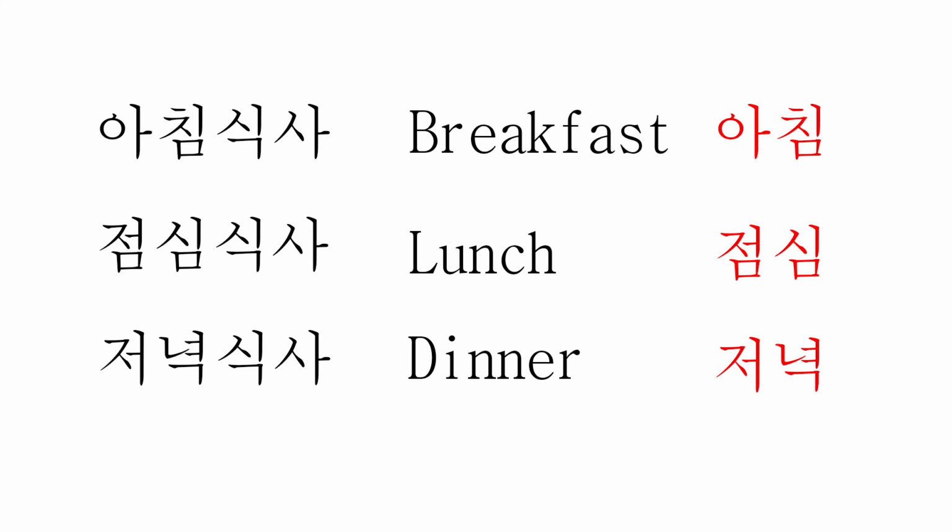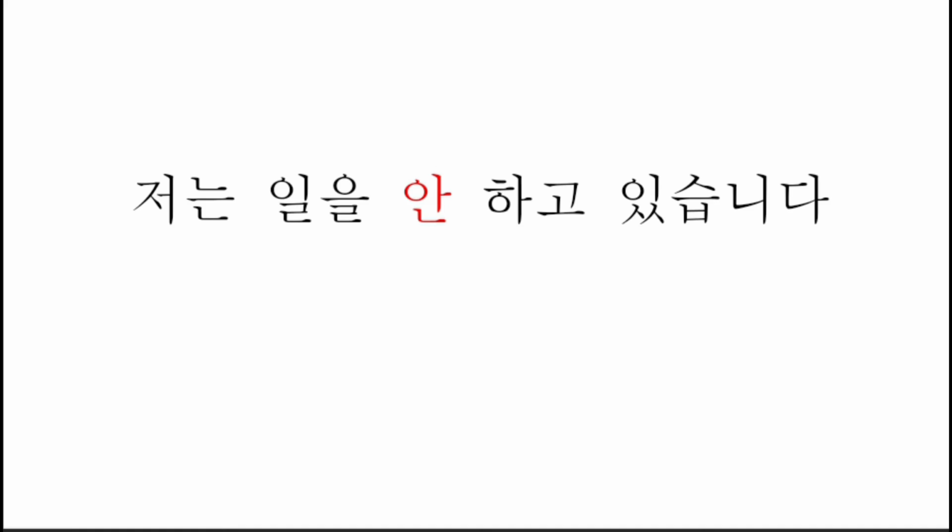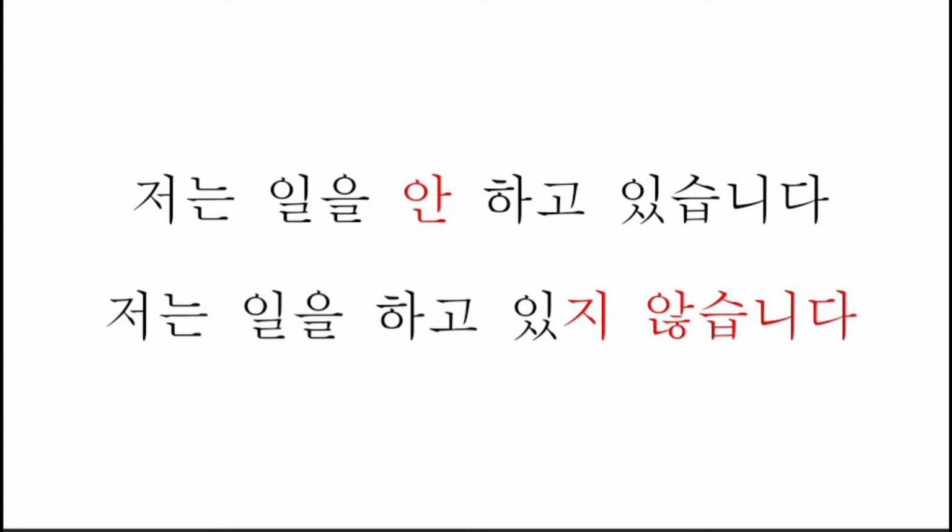아침 식사, 점심 식사, and 저녁 식사 are breakfast, lunch, and dinner. However, in short, they're used as 아침, 점심, and 저녁. Let's try making some negative sentences using 고 있다. 저는 일을 안 하고 있습니다. 저는 일을 하고 있지 않습니다.